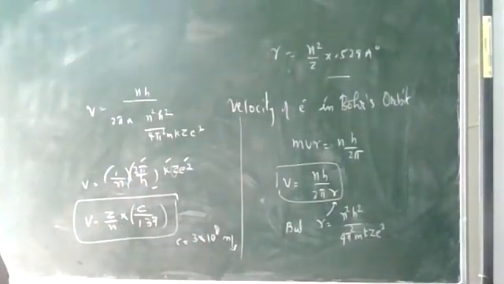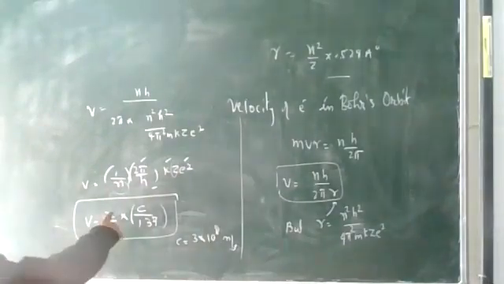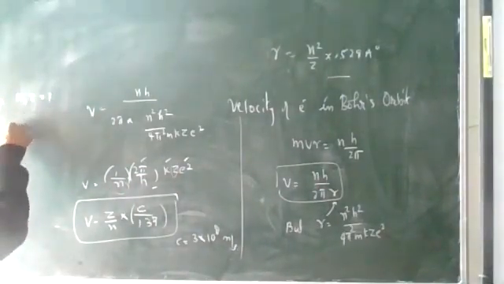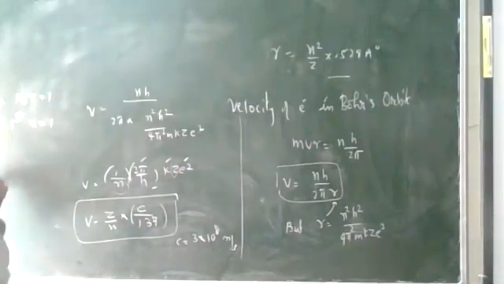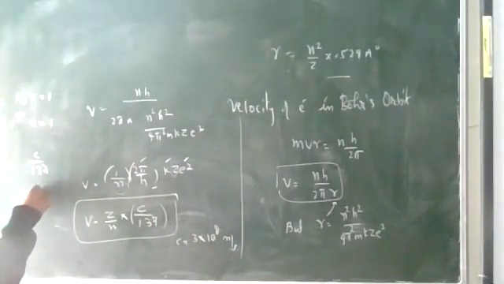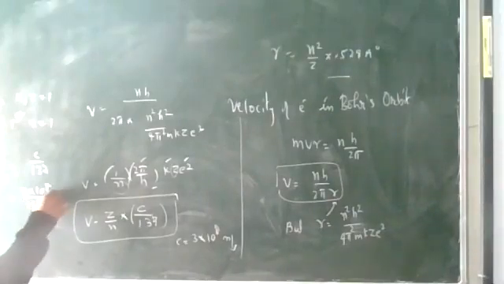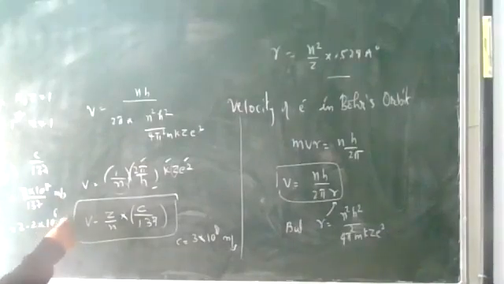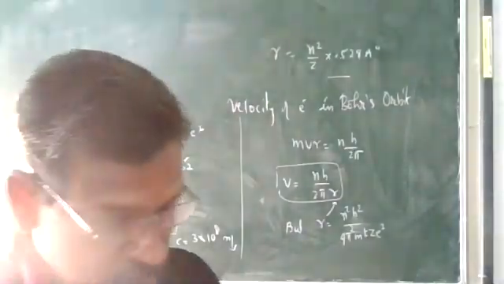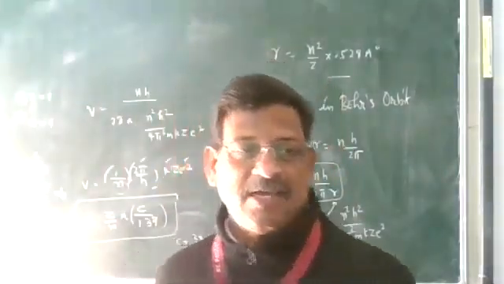If you want to get the velocity of the electron in the first orbit of the hydrogen atom, Z equal to 1 and n equal to 1. Then the velocity of electron in the first orbit of the hydrogen atom is c divided by 137, that is 3 into 10 to the power 8 divided by 137 meter per second. This is 2.2 into 10 to the power 6 meter per second. So we can exactly calculate the velocity.